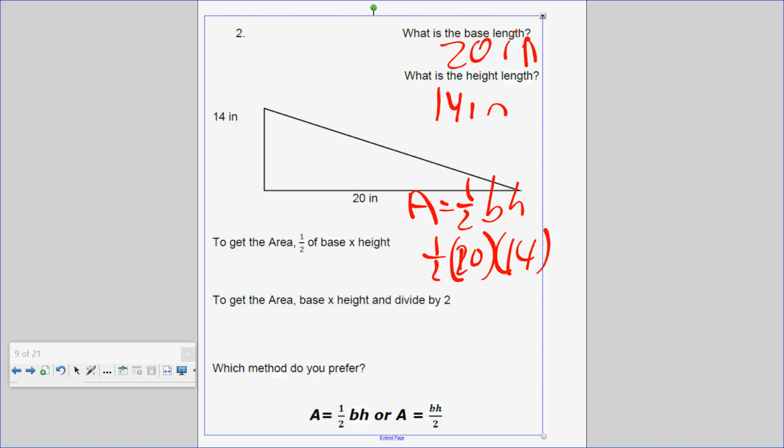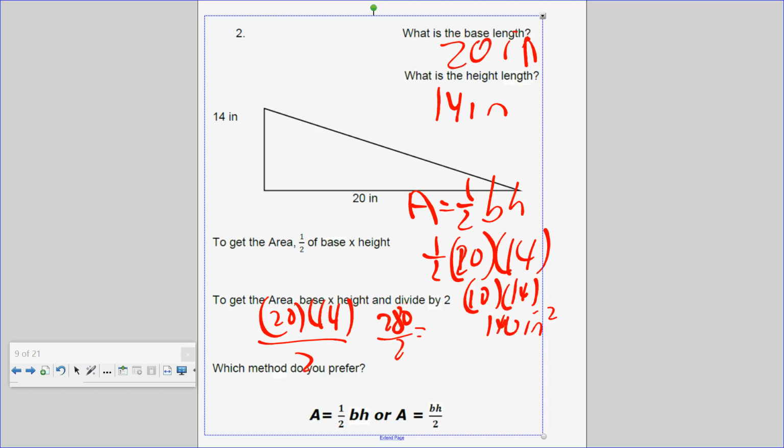So half, the base is 20, the height is 14. What's half of 20? 10. And what is 10 times 14? 140 square inches. Or maybe you prefer to do base times height as 20 times 14. The base is 20, the height is 14. Then you divide by 2. 20 times 14 is 280. Divide by 2 is 140 square inches.